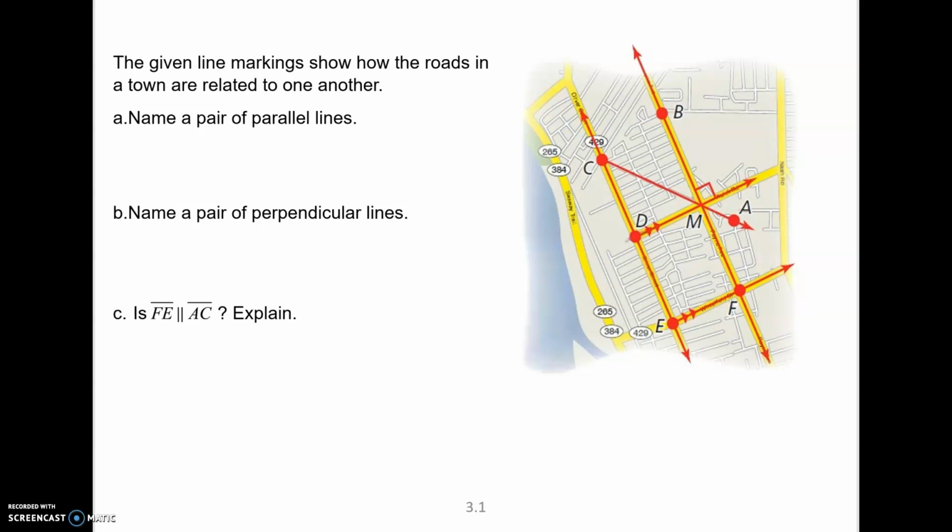The given line markings show how the roads in a town are related to one another. Name a pair of parallel lines. So remember, when you are looking at a diagram, I never want you to assume anything. So this should be something that has the arrow markings. So I'm looking for 2 lines that are marked using arrows. Do you guys see them right here? These are marked using arrows.